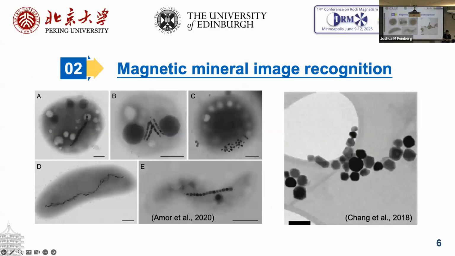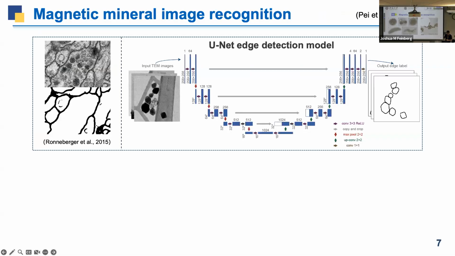So let's see it in action. The first case is magnetic mineral image recognition. Image recognition is a cornerstone of machine learning. Here we take magnetofossils as an example. Rich has shown how to use machine learning to do SEM analysis; this one is for TEM images. We also use the U-Net model.